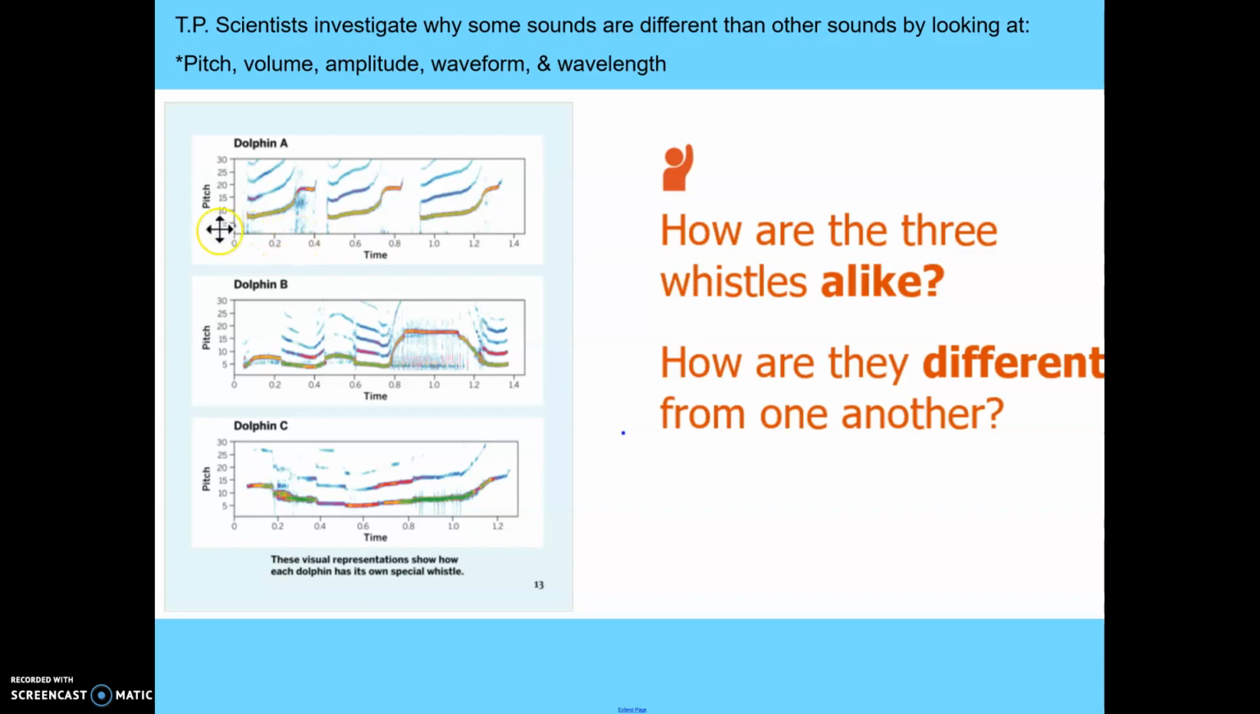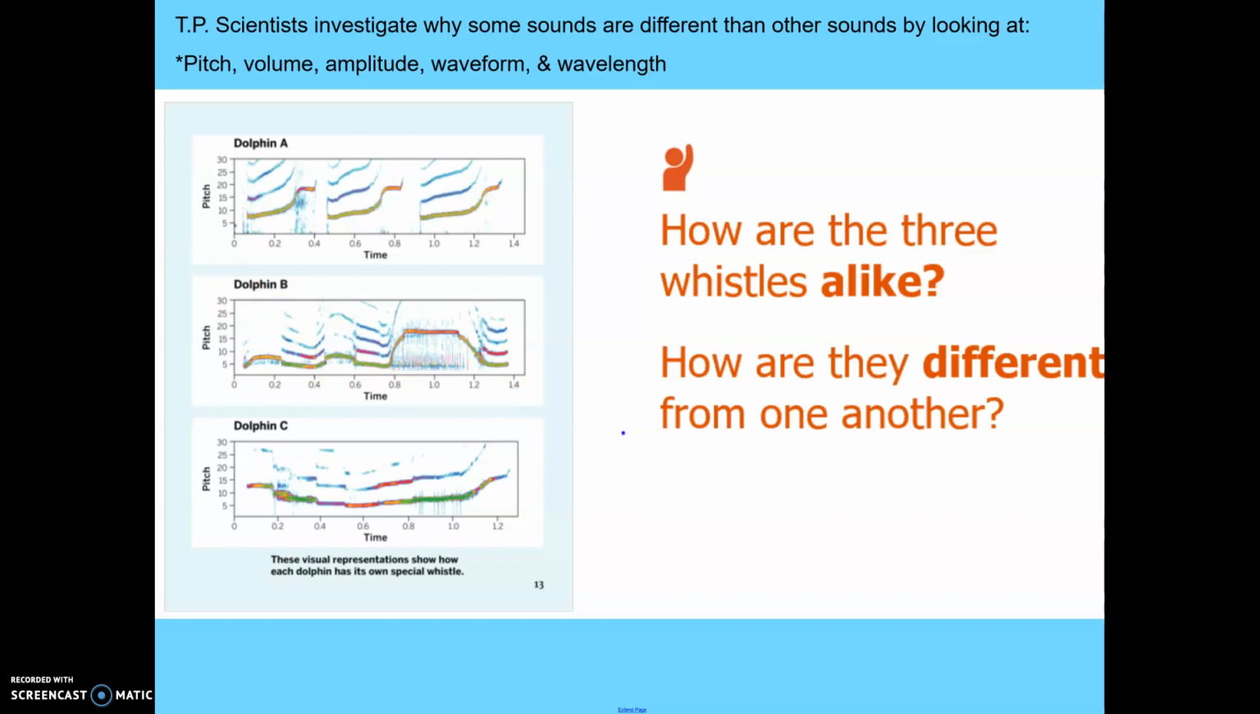Well, we know that the pitch was different for all of them, and they had different volumes as well. So this one, for example, went from a low pitch to a high pitch 3 different times. So it had 3 different whistles. Dolphin C was all one whistle, and it slowly went from low pitch to high pitched. This one was also only one whistle, but it went from low to high 3 different times.